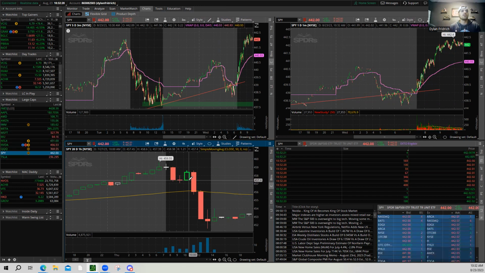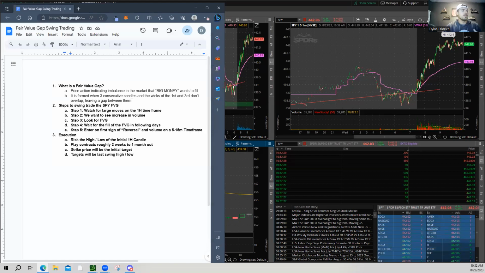So this is one huge gap, meaning up here is where you have to get back to get filled. Again, what we're looking for is for this to get filled over the course of the next few days. And I'll show you in more detail what that's going to look like.